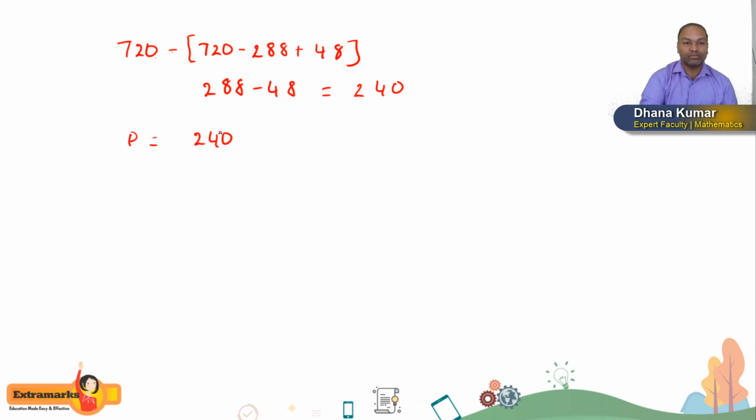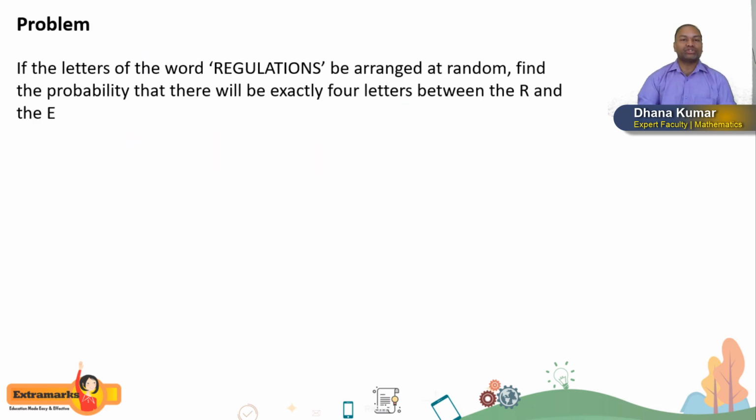favorable cases by total number of cases. That is equal to how much? 24 3s is 72. 1 by 3 answer. Clear? Right. Let us come to one more question. Simple question. I think this model question is there in the NCERT book also.